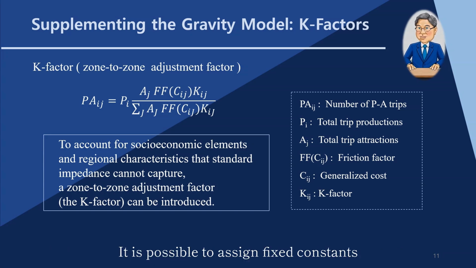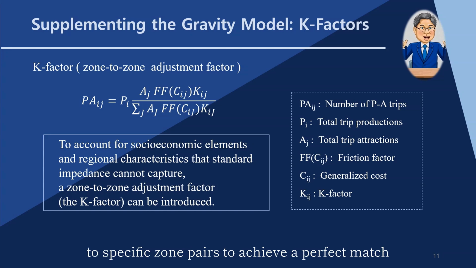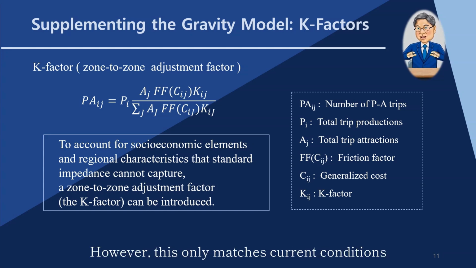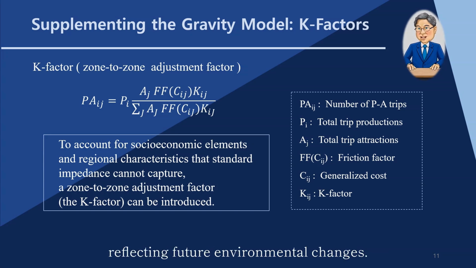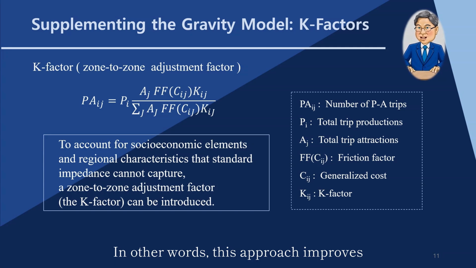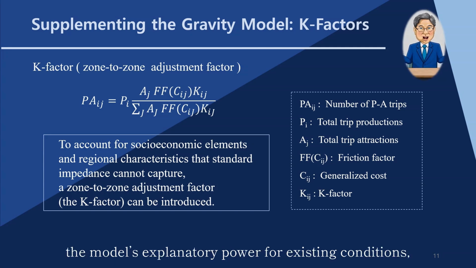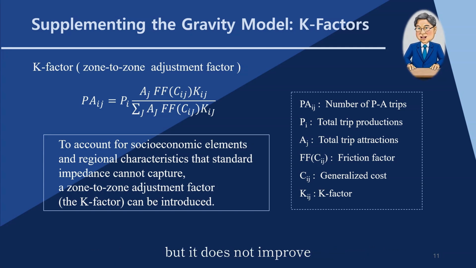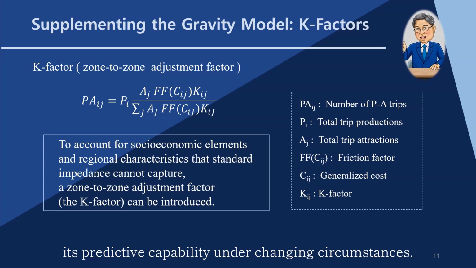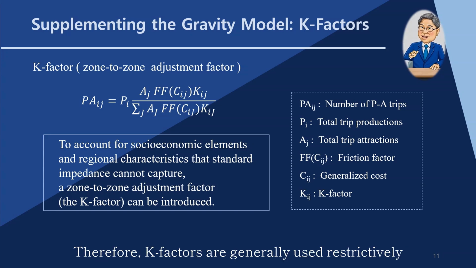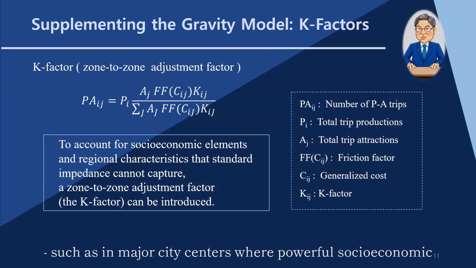It is possible to assign fixed constants to specific zone pairs to achieve a perfect match with current observations. However, this only matches current conditions and prevents the model from flexibly reflecting future environmental changes. In other words, this approach improves the model's explanatory power for existing conditions, but it does not improve its predictive capability under changing circumstances.